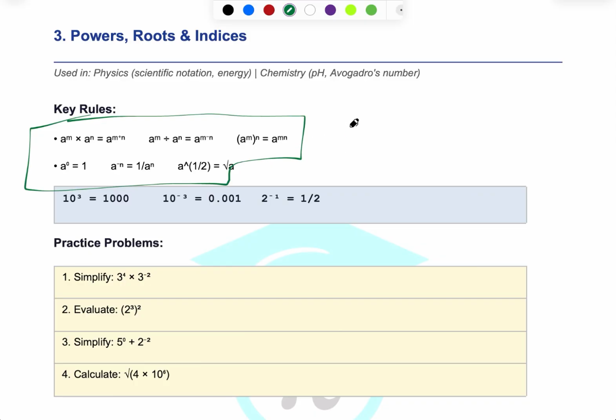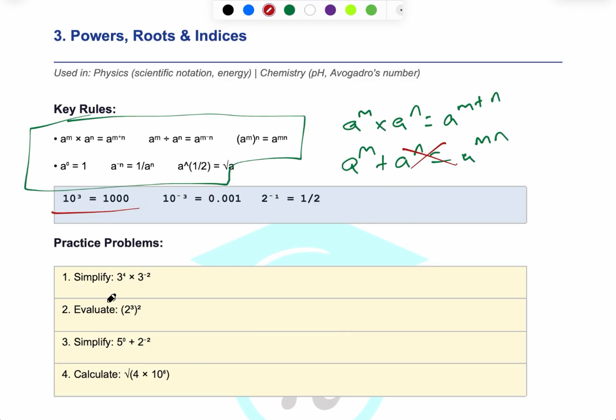And you need to take note that since I said that a raised to power m multiplied by a raised to power n is a raised to power m plus n, it does not mean that a raised to power m plus a raised to power n is going to be equal to a raised to power m times n, or whatever it is that you're trying to do. This is not going to be true. Make sure you don't make such a mistake in the exam hall.